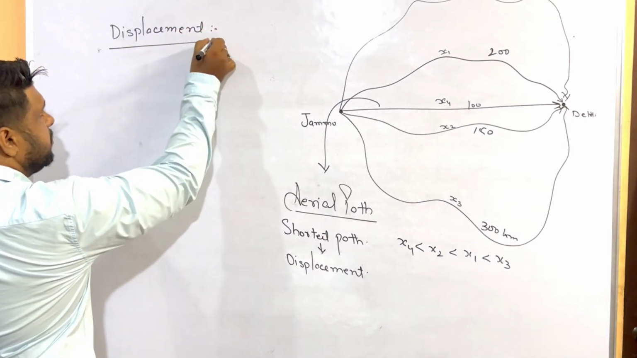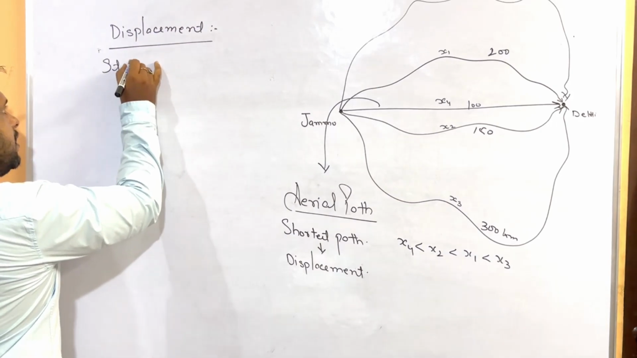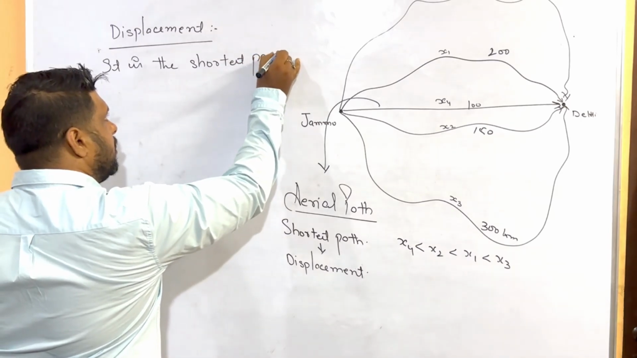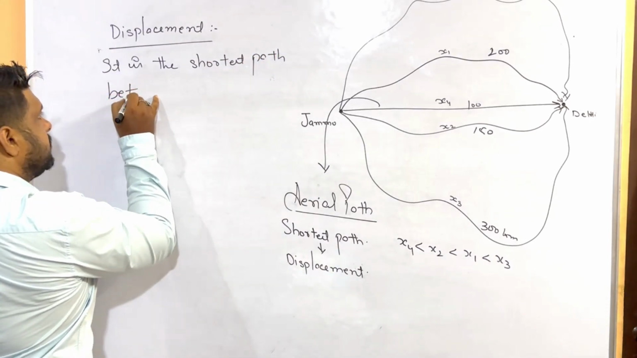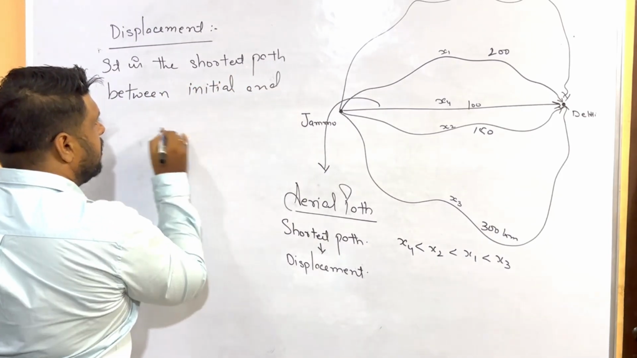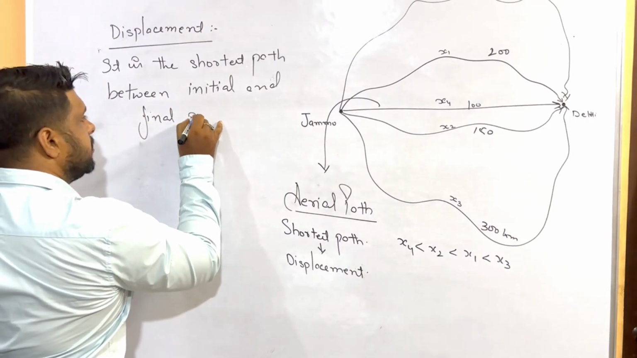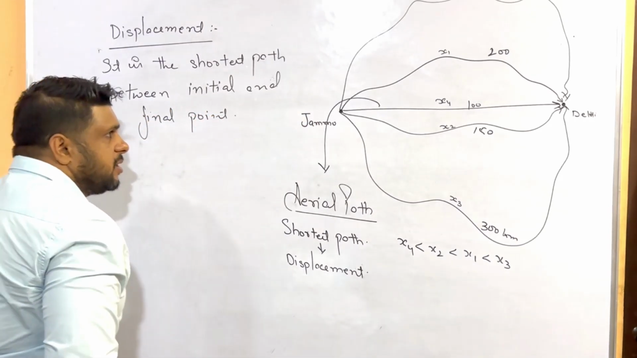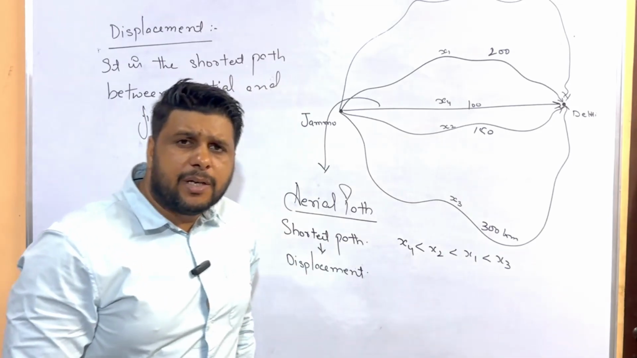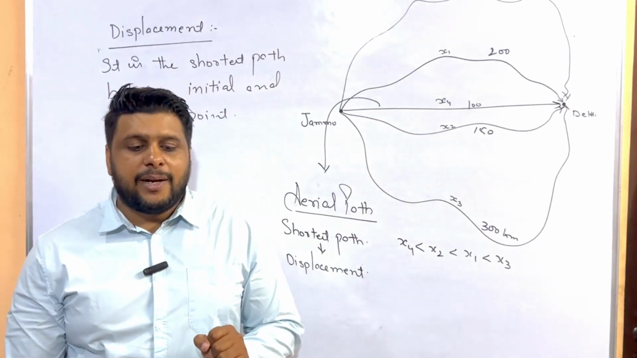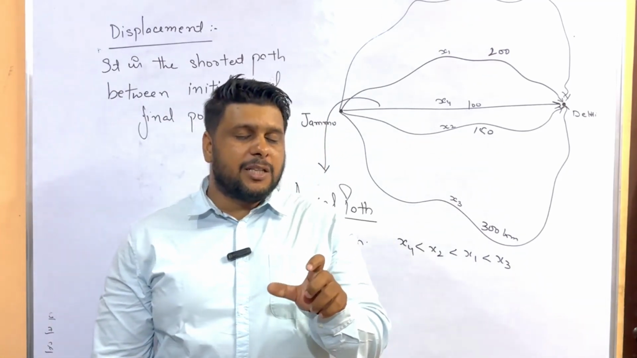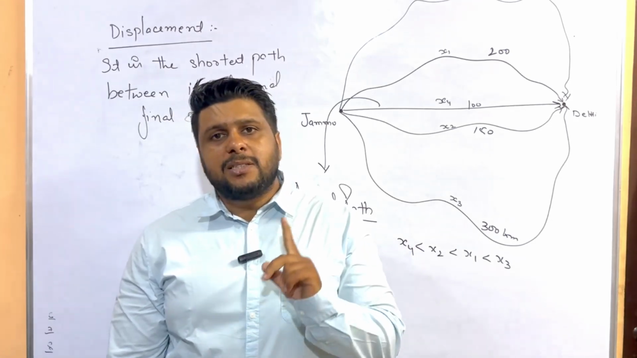So how do we define displacement? It is the shortest path between initial and final point. Okay. So here initial point was Jammu and final point was Delhi, and the shortest path here is 100 kilometers. So this is my displacement here. The shortest path between the initial and the final position is termed as displacement.